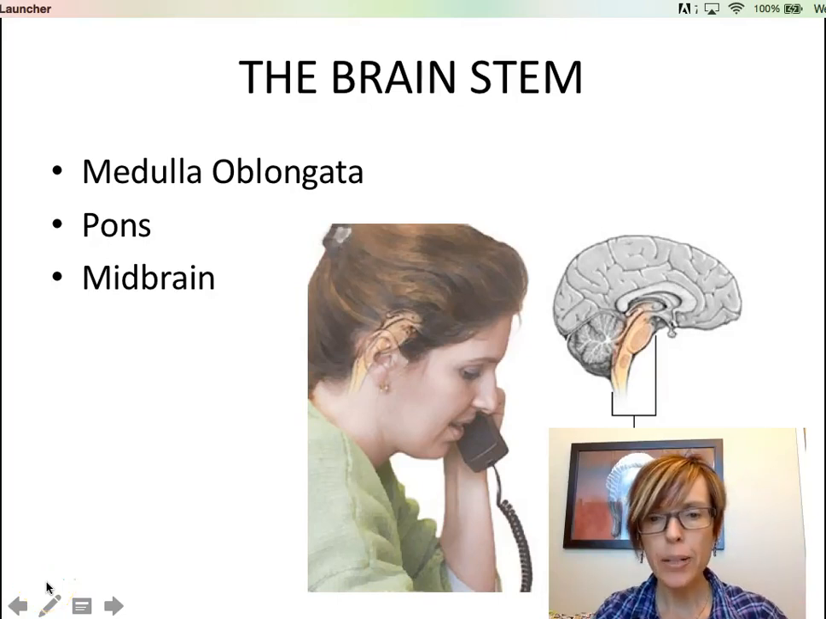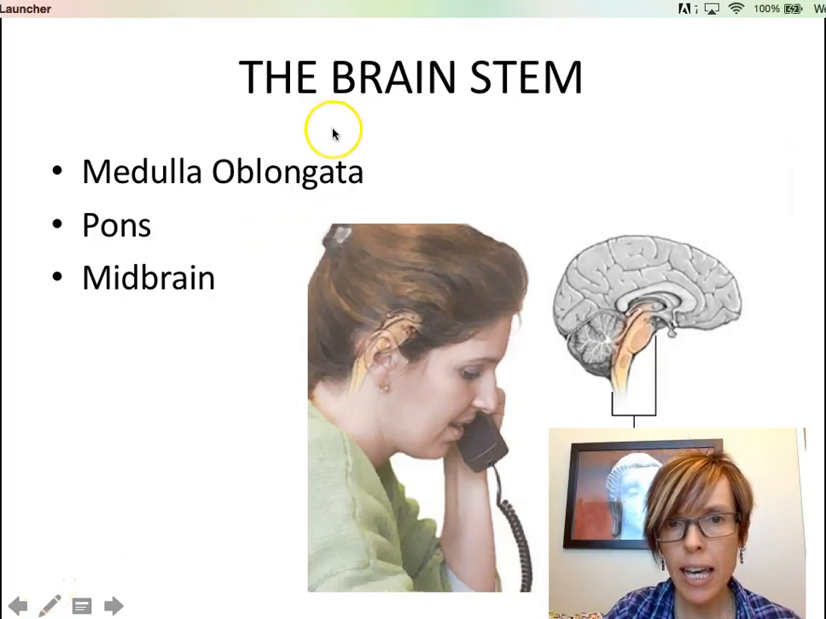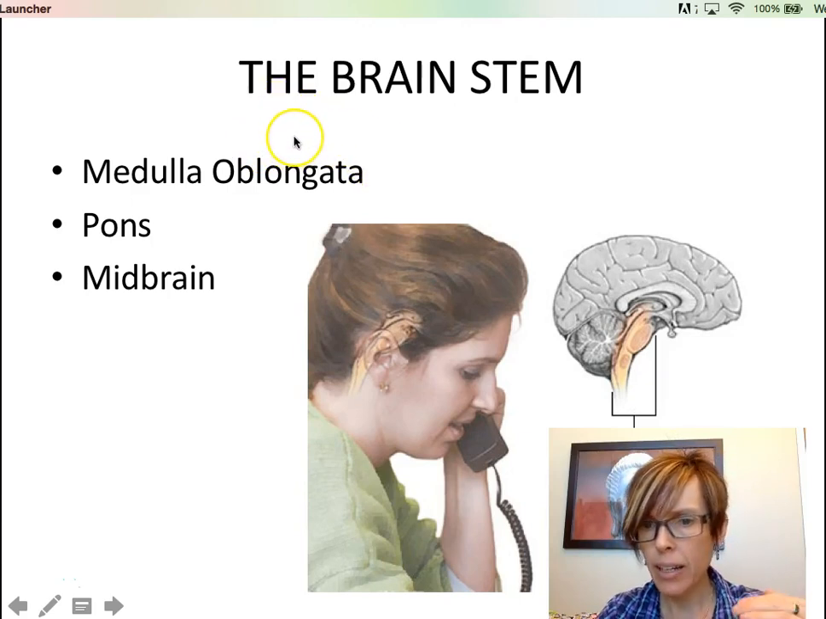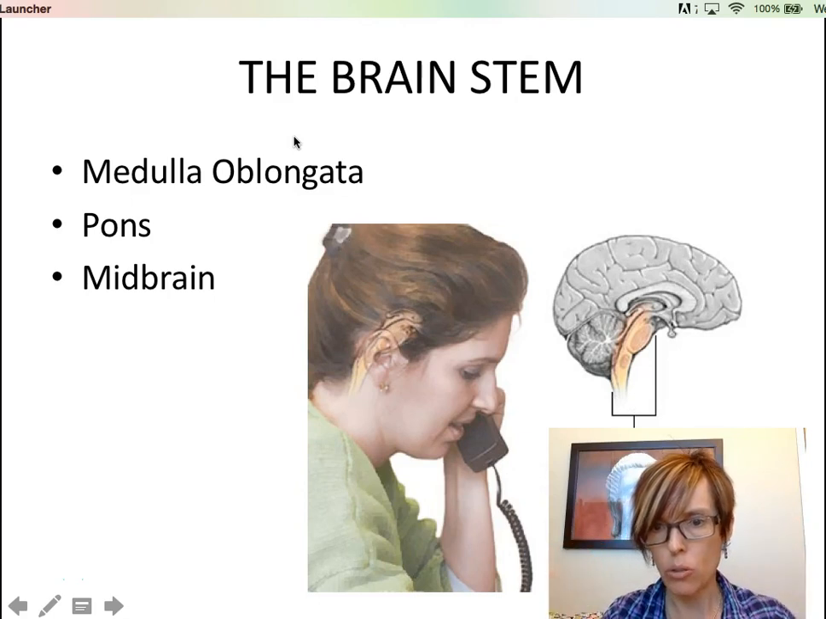All right, so welcome back. We're going to start looking at the different parts of the brain. We're going to start off with the brainstem, and then we're going to go from lower brain areas up to the cerebrum.